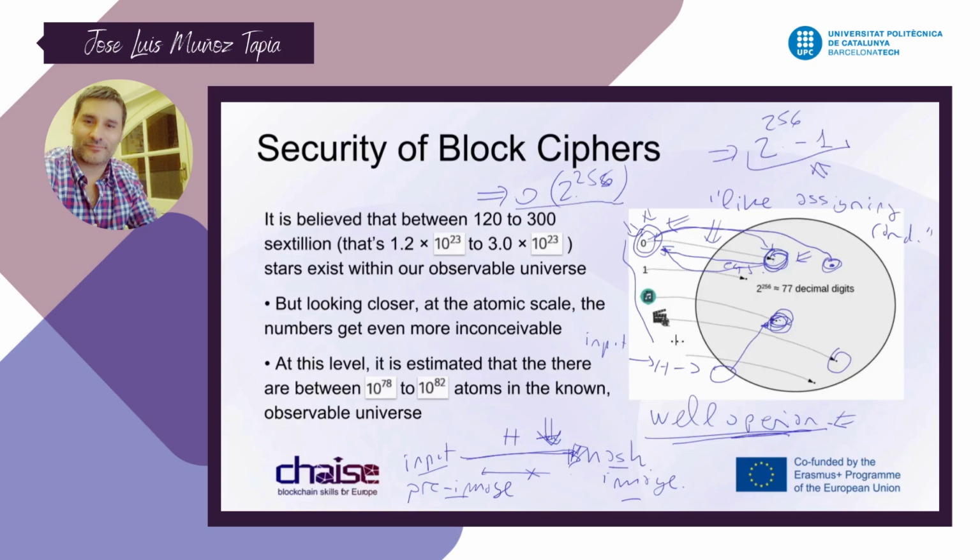And this number of operations is of the size of the atoms of the universe, so it is outside of the scope of any computer. It is even out of the scope of the human scale, let's say. So essentially, the hash function cannot be inverted.